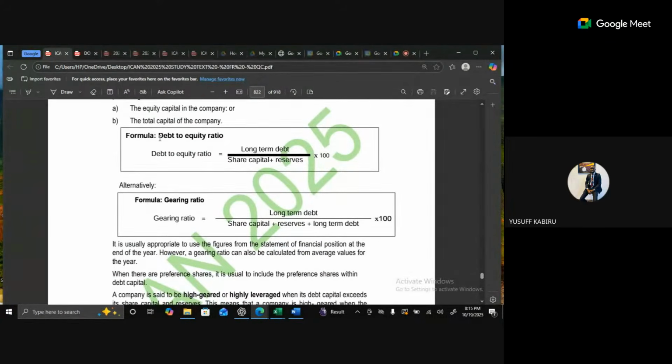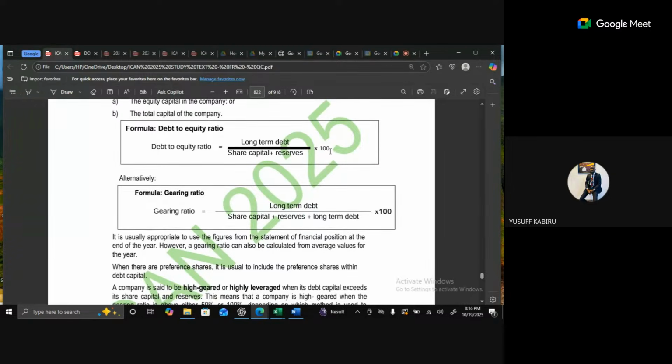So the first one is the debt to equity ratio. What this one is trying to look at is, what is the ratio of your debt to your equity? What percentage of your finance is from debt, and what percentage of it is financed by equity? That is what it's trying to look at. Just as the name implies, debt to equity ratio. That's basically what you are trying to calculate, and the answer is always in percentage.